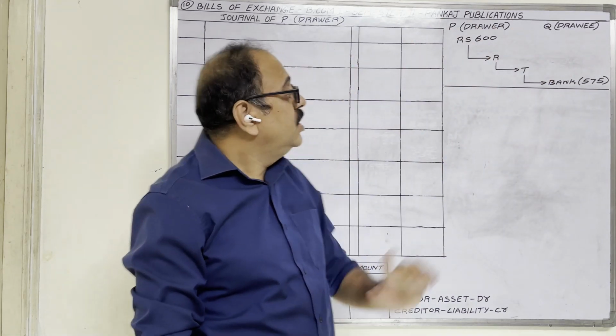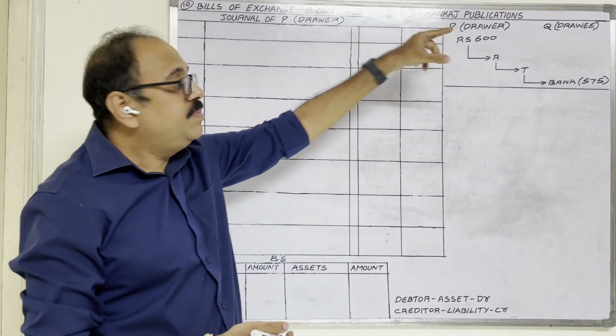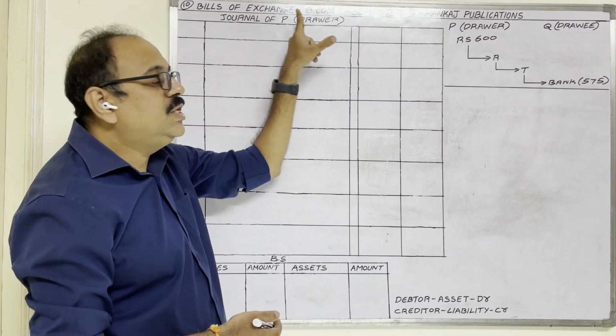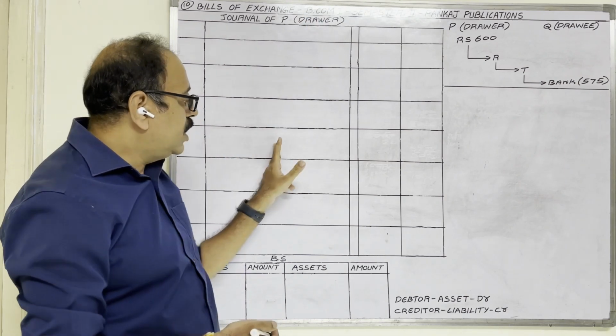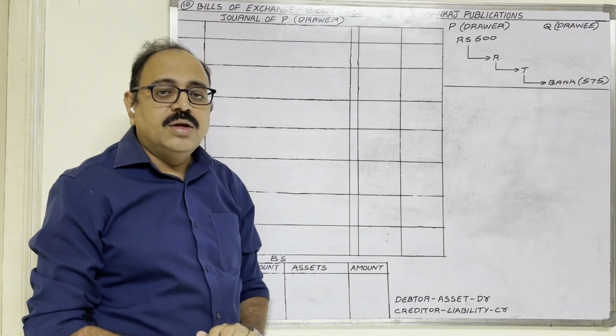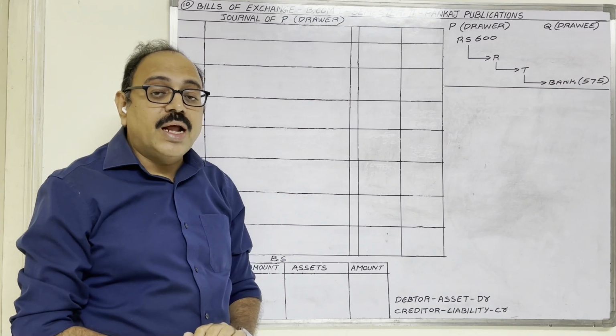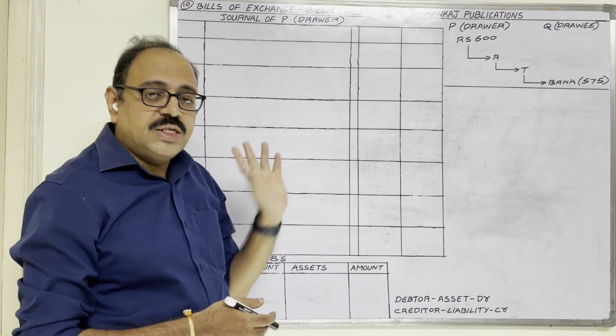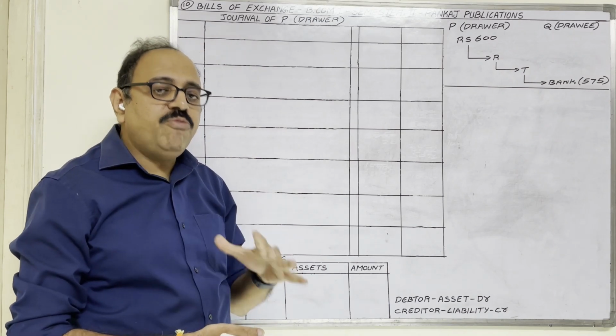So first, we prepare the journal of P. Heading: journal of P. In brackets, mention that he is a drawer. Date, particulars, LF number, debit, credit. Now we have to analyze all the transactions from P's point of view, because in P's books we are writing journal entries. We are the accountant of P now.